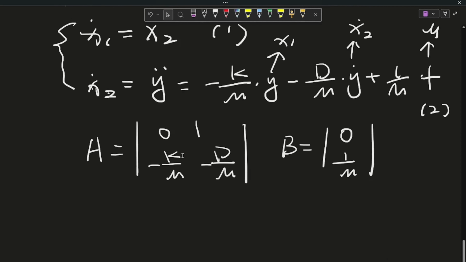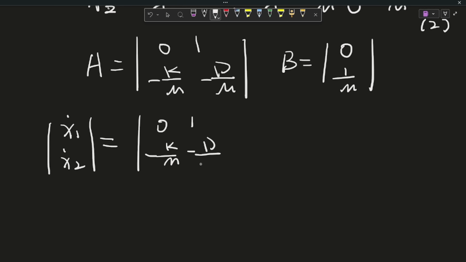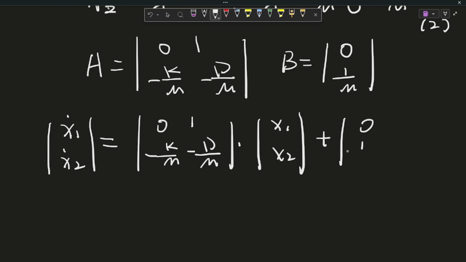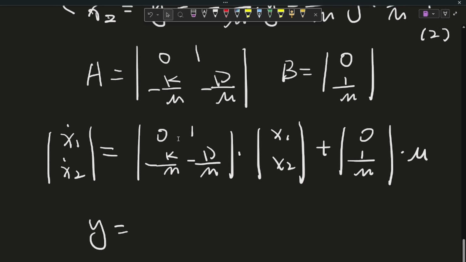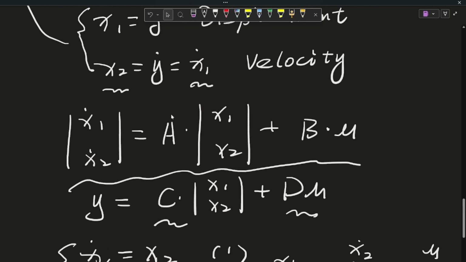And we can rewrite the equation as below. [x1 dot, x2 dot] equals [0, 1; minus k over m, minus d over m] times [x1, x2] plus [0; 1 over m] times u. y equals, as you can see, this is the second equation of state space. It has two matrices, C and D.